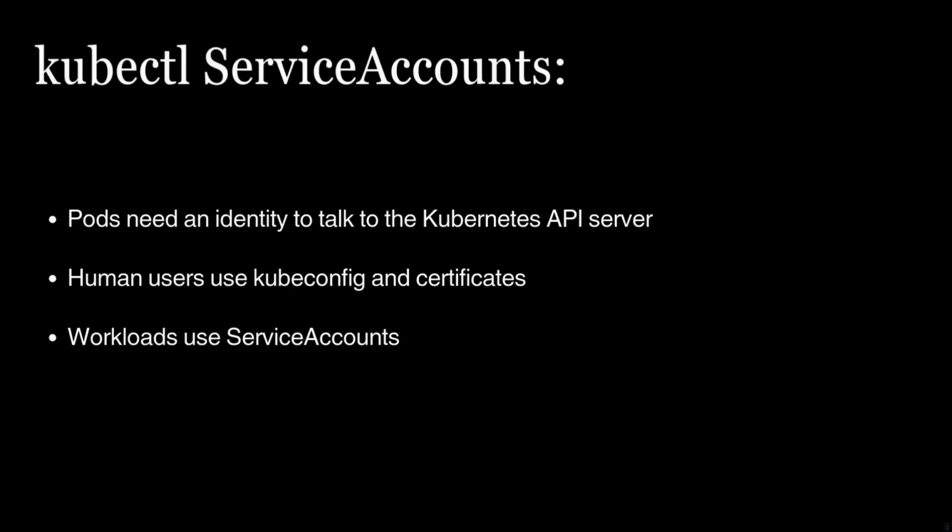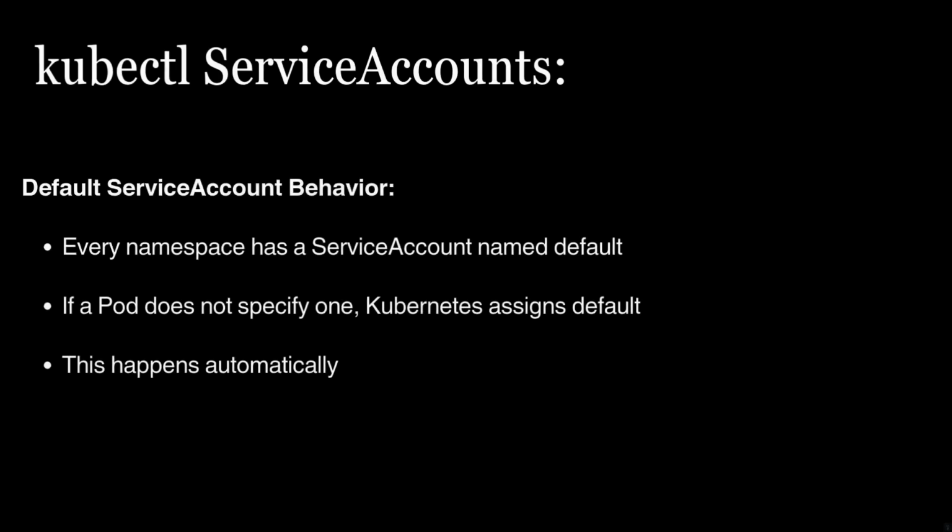The token is used to authenticate to the API server. The CA certificate is used to trust the API server TLS connection. Together, they allow secure communication over HTTPS.